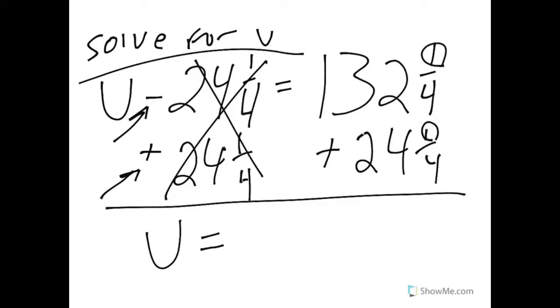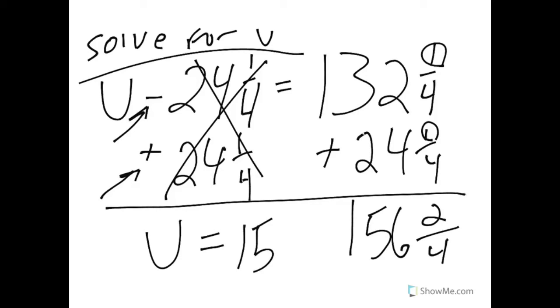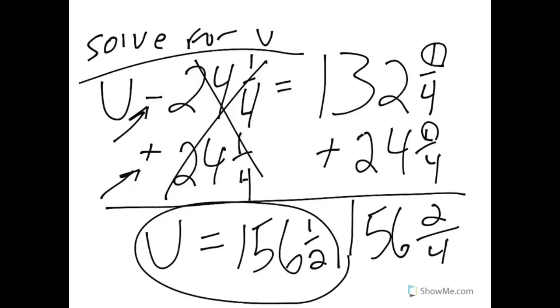1 plus 1 gives us 2. Denominator stays the same. And then we can just add 132 and 24. 4 plus 2 is 6. 3 plus 2 is 5. 1 plus 0 is 1. And we have u equals 156 2/4. Now hold on. I can see that 2/4 will simplify. And I know that 2 is half of 4. So I end up with 156 1/2.